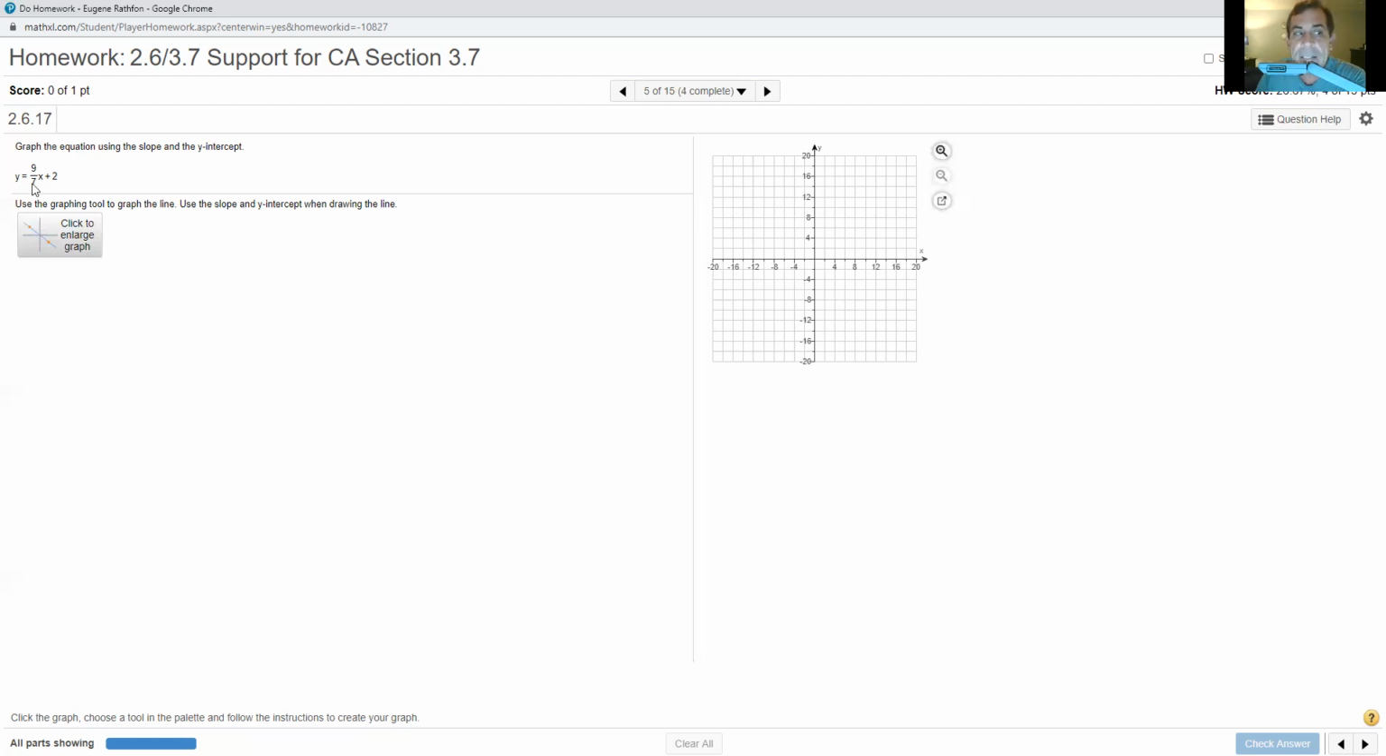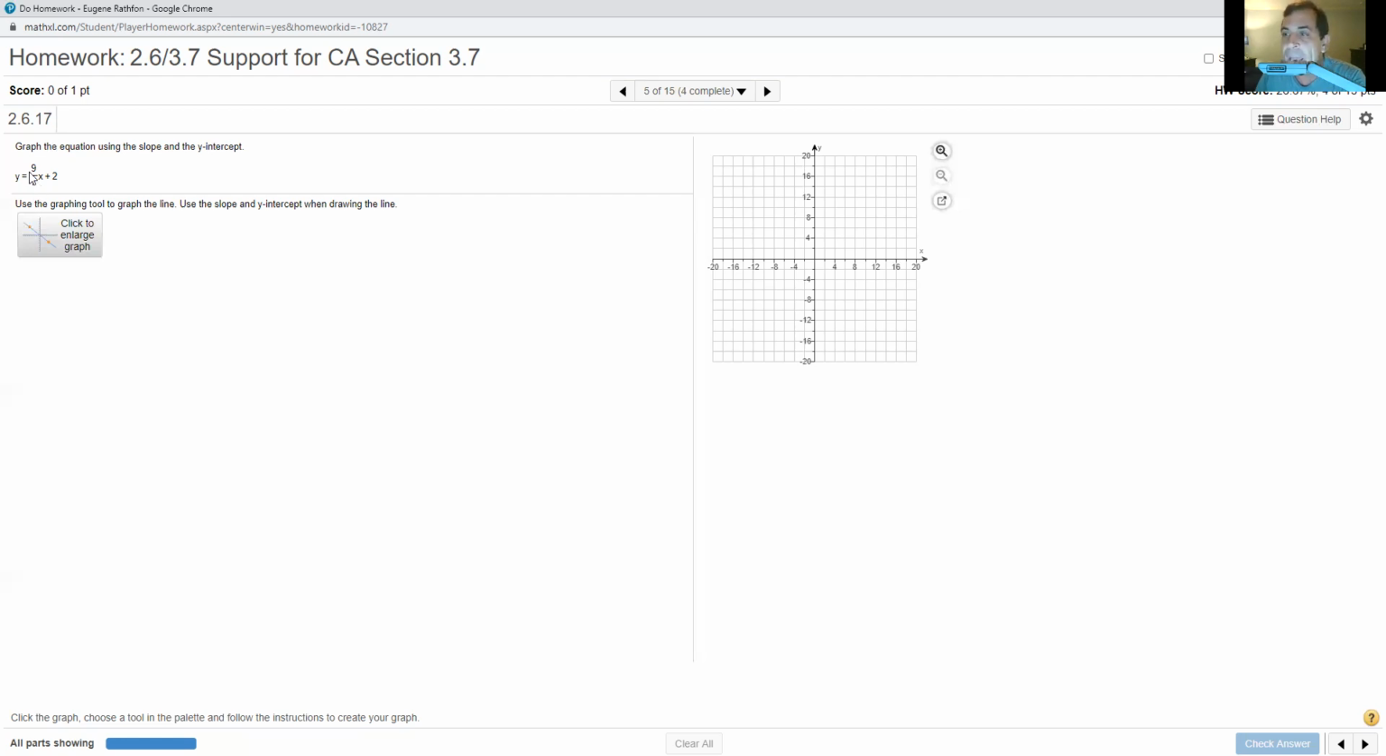Now, the 9/7 is where the m is, and that's the slope. The top number is the change in the y. The bottom number is the change in the x's. So since the top number is positive, this would move 9 up in the y direction from the 2. Then you would move right 7 in the x direction for the bottom number. So the top changes the y's, the bottom changes the x's.